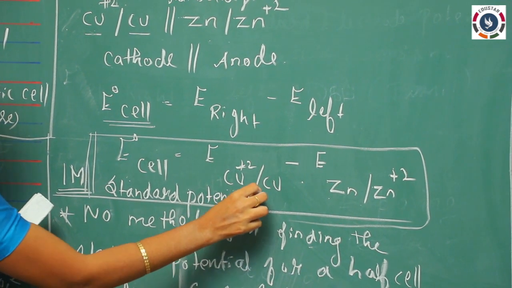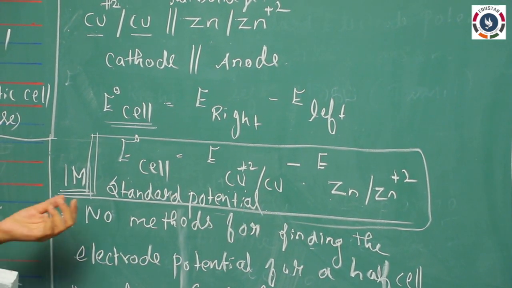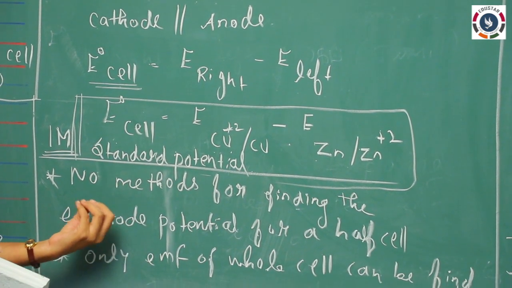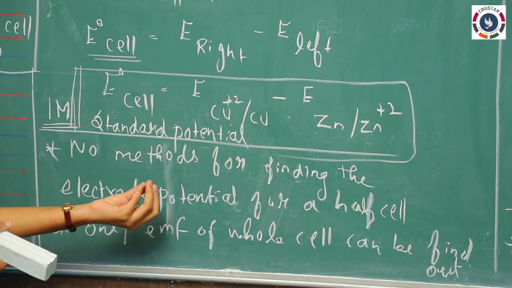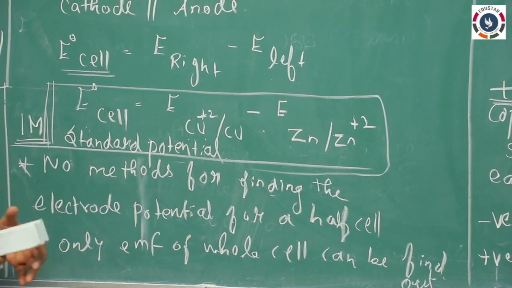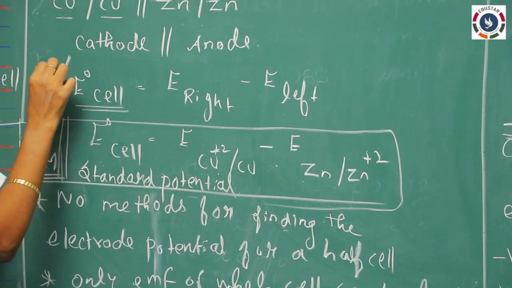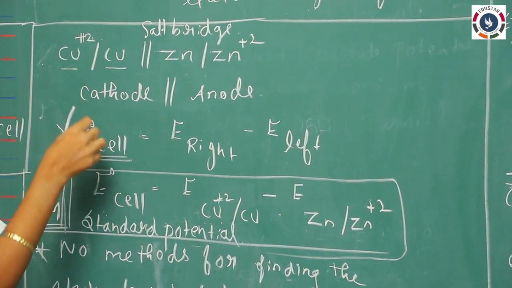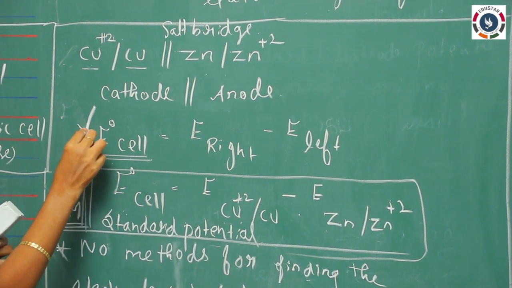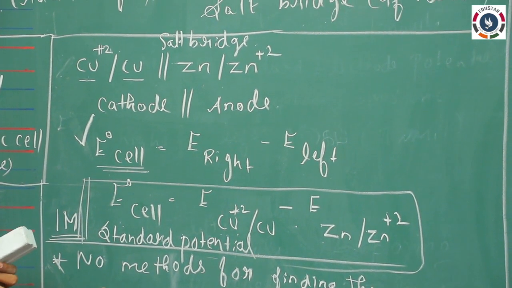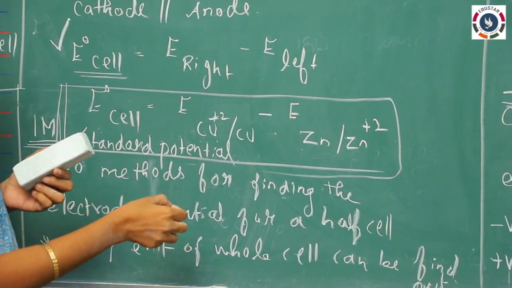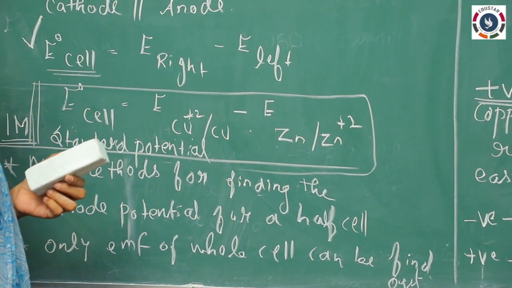Remember, there is no standard method for predicting the standard potential of a half cell. So we can't find the EMF of a half cell directly. Only the EMF of the whole cell can be found out, through a voltmeter, where we are able to see the EMF. We are not supposed to find the EMF of any half cell. For this problem we have a solution.